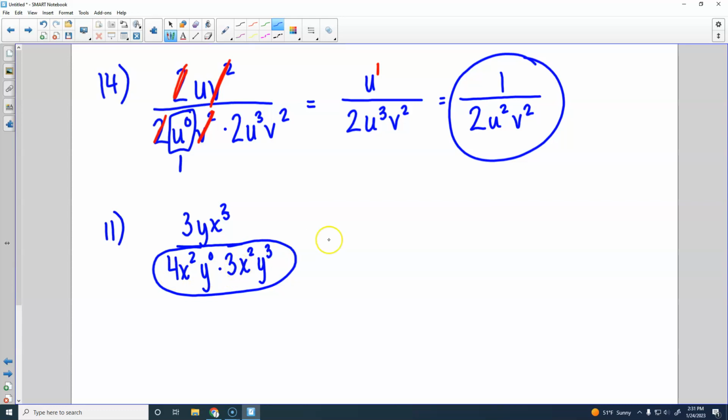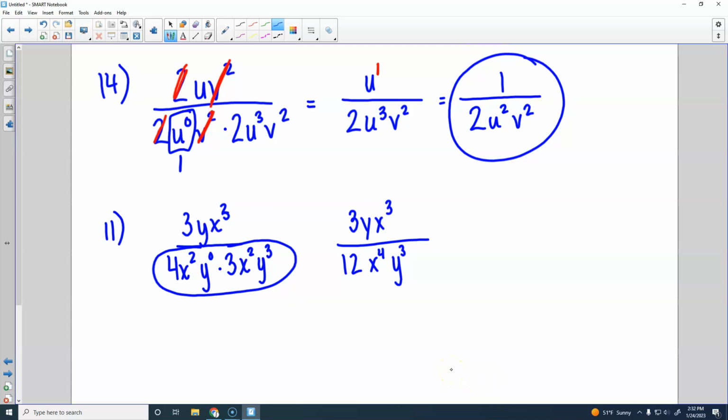So the 4 and the 3, I'm going to multiply those together and get 12. I've got 2 x's here, 2 more here. That's going to be x to the 4th. I got 0 y's here and 3 here, so that's going to be y to the 3rd. I'm just working right now, so the numerator right here is going to stay the same, 3y x to the 3rd. So right now, I'm not worried. I'm just taking this stuff that's in the bottom and I'm putting it together.